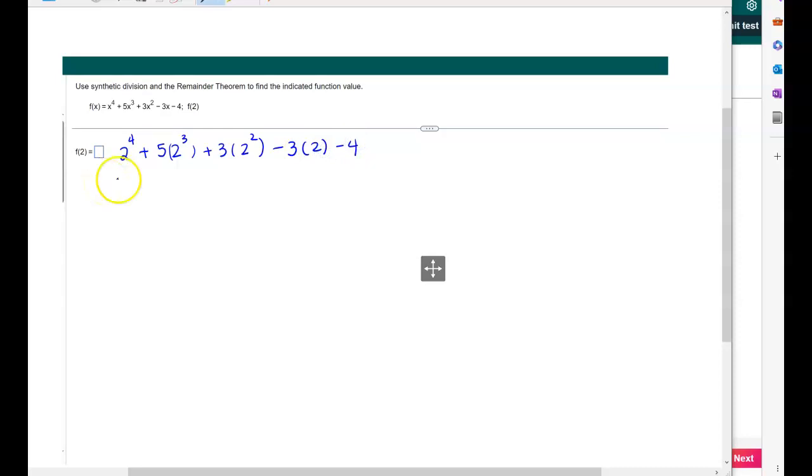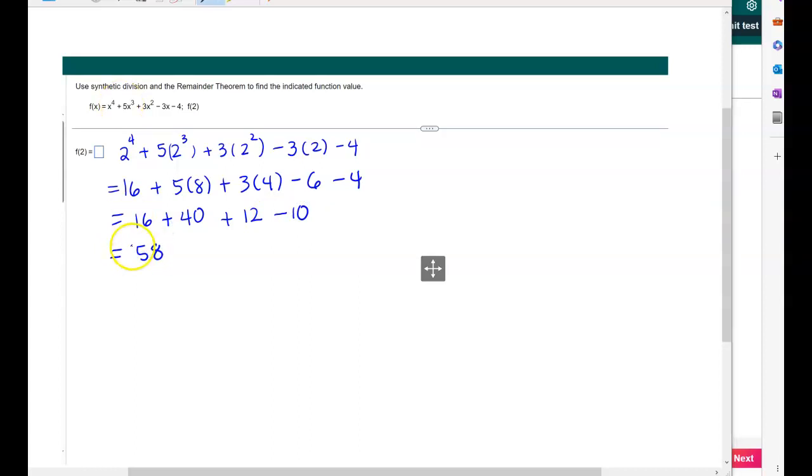And then you simplify this using your calculator, where you have 16 plus 5 times 8 plus 3 times 4 minus, that is 6, minus 4. And you have 16 plus 40, this is 56, plus 12, and that is 68, minus 10. So that is equal to 58. So this means that 58 is the remainder when this function here is divided by x minus 2.